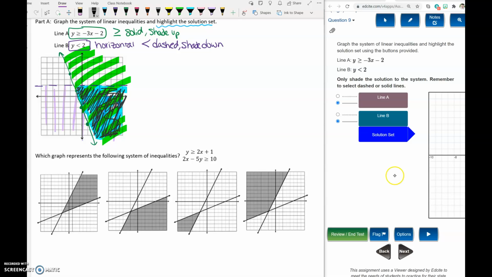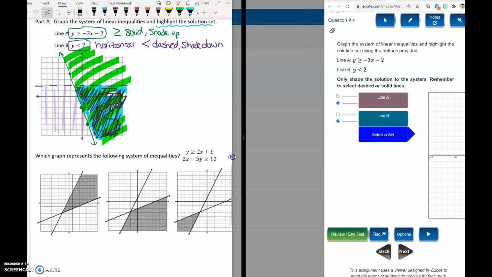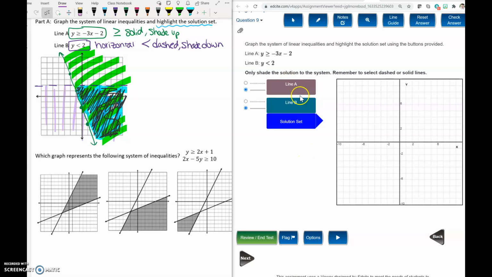All right. If you are in my class and doing this on EdSite as well, which your test will be on EdSite, here's what this problem looks like.